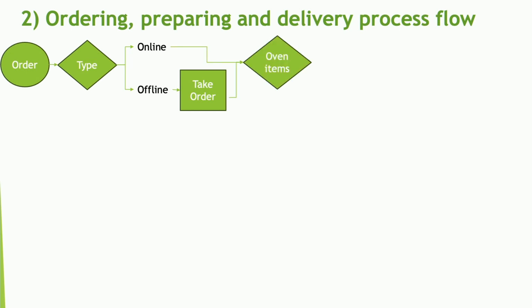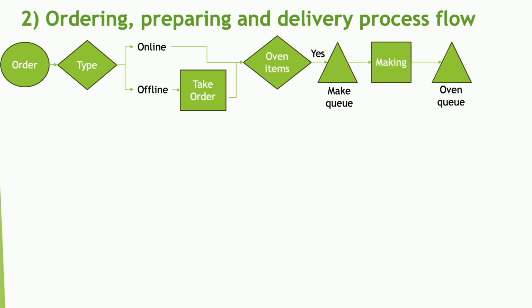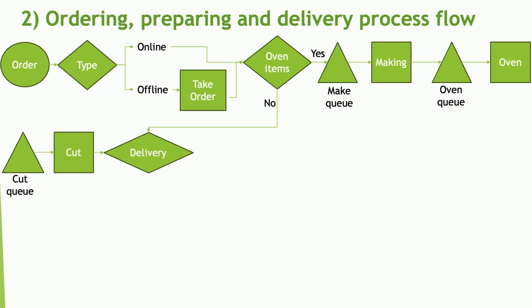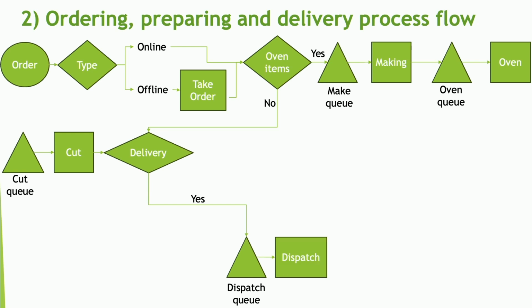Then all these orders go into a check of whether there are oven items or non-oven items. The oven items go into a make queue, where the pizzas are sauced and cheesed and the toppings are added, and then they go into an oven queue and into the oven. Once out of the oven, they go into a cut queue. Once cut, it's joined with all the other non-oven items, and then you need to decide whether it's for delivery or not. If it's for delivery, it'll be dispatched immediately, so it goes into that queue where it's packaged, and all the items that were made, as part of pizzas or the appetizers, desserts, etc., get dispatched, go into a delivery queue, and then get delivered.